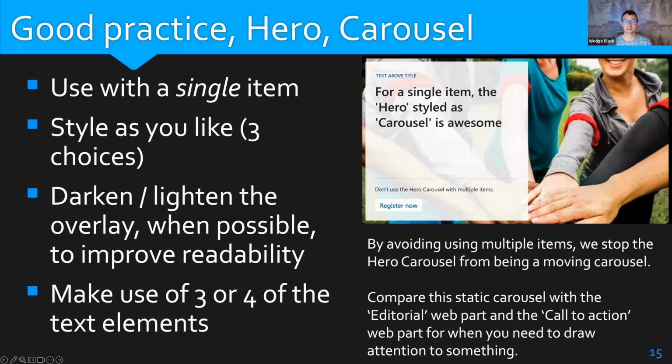Those 3 choices, they're all fantastic. If necessary, darken or lighten the overlay to ensure that text is readable and legible. You've got 4 elements of text to put in, including that button. That's an element to deal with. Make sure you use 3 or 4 of them. Compare this static carousel, as I'm calling it, the static carousel for one single item, with the editorial web part and the call to action web part. And we're going to do that today.